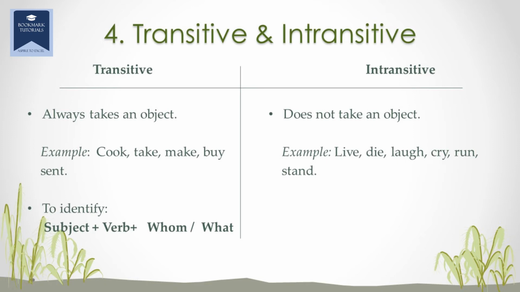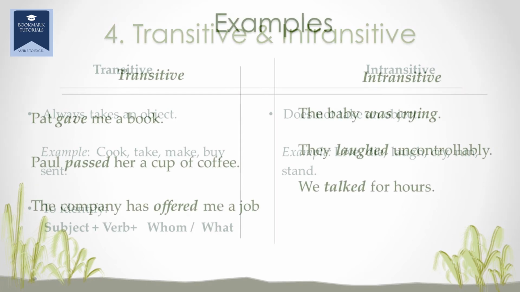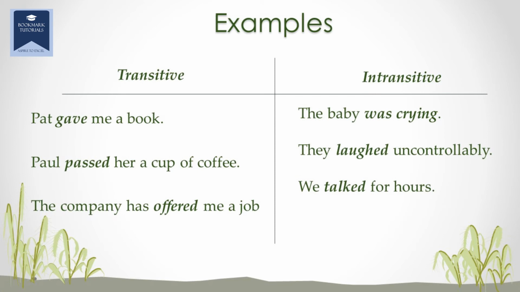To identify whether a verb is transitive or intransitive, we can try applying this formula. Subject plus verb plus whom or what. If the sentence answers to whom or what, that indicates it's a transitive verb. On the other hand, if it's an intransitive verb, you will not get the answer of whom or what. Let's look at some examples.